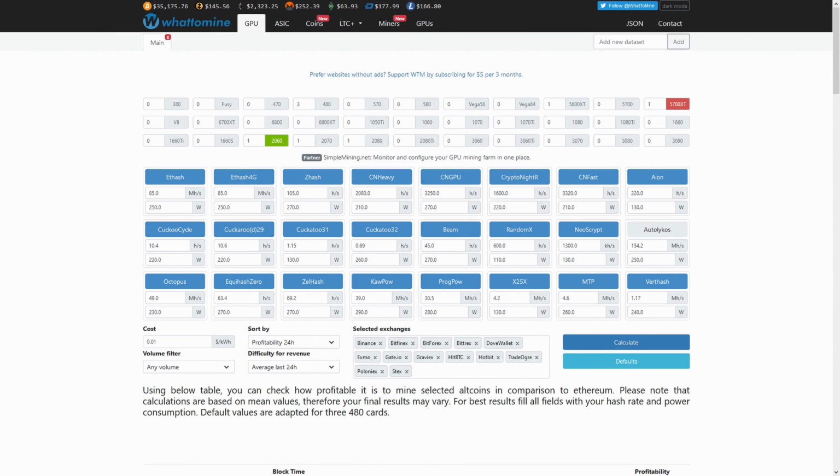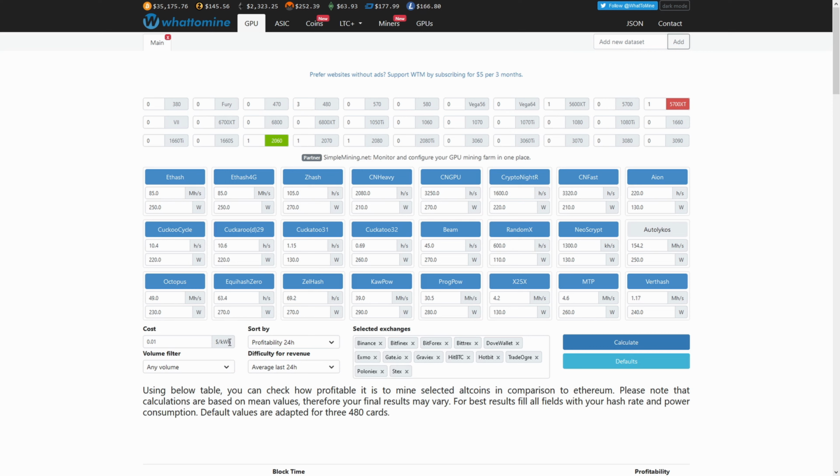Tons of coins are trading a lot lower than they were a month ago. However, thankfully, there is a really useful website called whattomine.com. This website is just a web calculator that will let you sort out what coins are most profitable for you to mine. And it's pretty simple. You just put in what sort of graphics cards you have. In this case, let's go with one NVIDIA card, a 2060, and one AMD card, a 5700 XT.